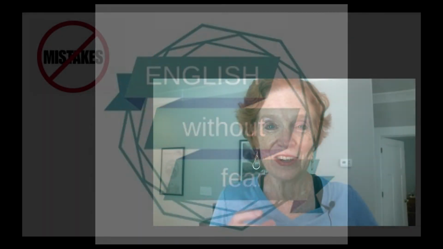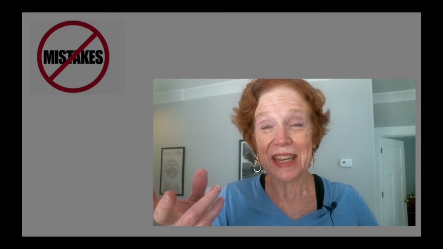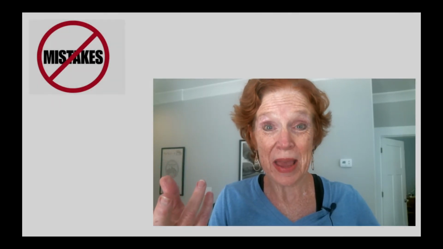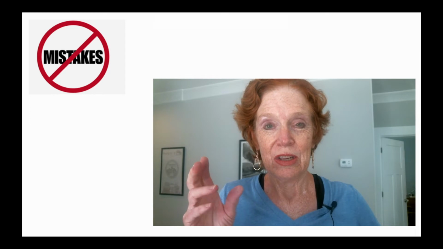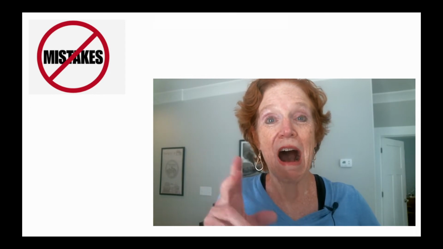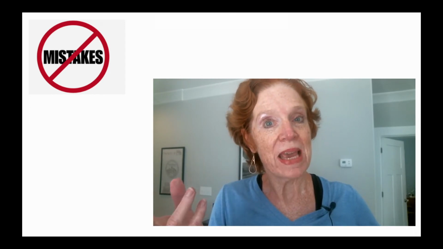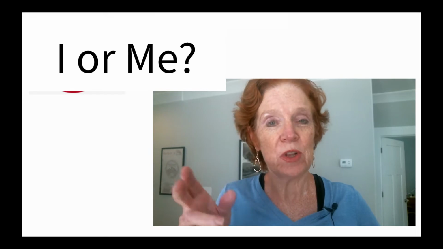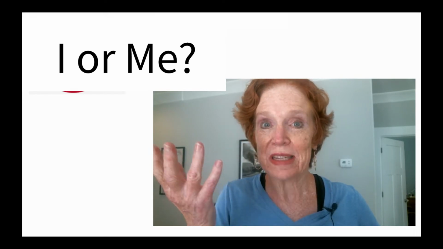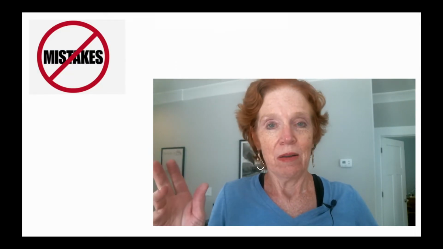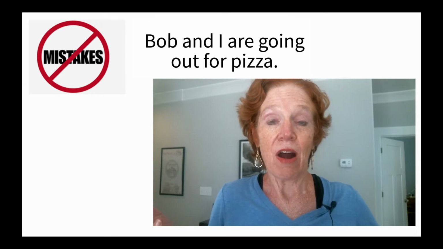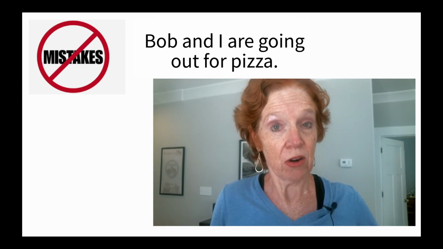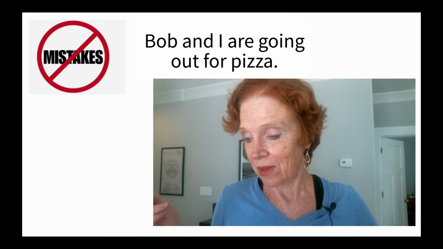The first example of a mistake that Americans make a lot is between I or me. They don't know which to use, especially when you add another name. For example, Bob and I are going out for pizza. That's correct, Bob and I.